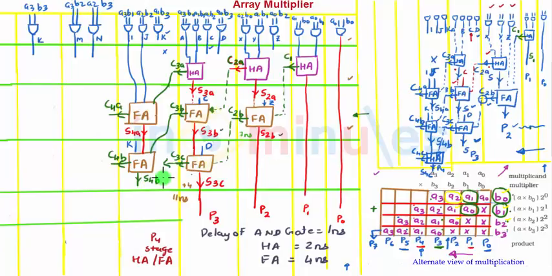I'll use an orange color for my sum, S4B. Now S4B needs to be added with C3C, so we'll need a half adder circuit. So a half adder is coming, and an additional row is what we are going ahead with. So this is S4B with the other input being C3C. It will produce two outputs, C4C and S4C, and S4C is nothing but my P4.